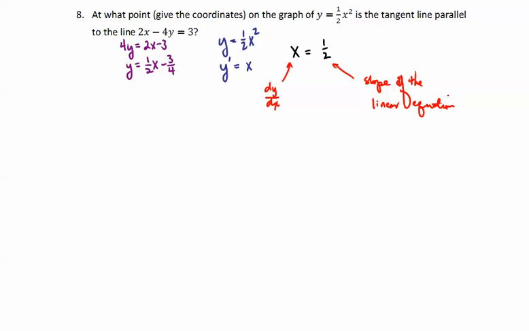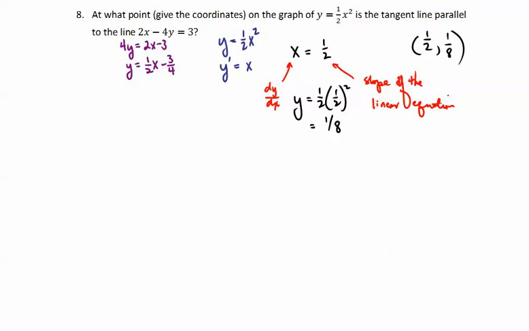And when x is equal to 1/2, then those two are equal to each other, and the tangent to the curve will be parallel to that linear equation. Now we still need to find the y coordinate, so y would be 1/2 of 1/2 squared, which is 1/2 times 1/4, or 1/8. So the coordinates that we're looking for are 1/2, comma 1/8.